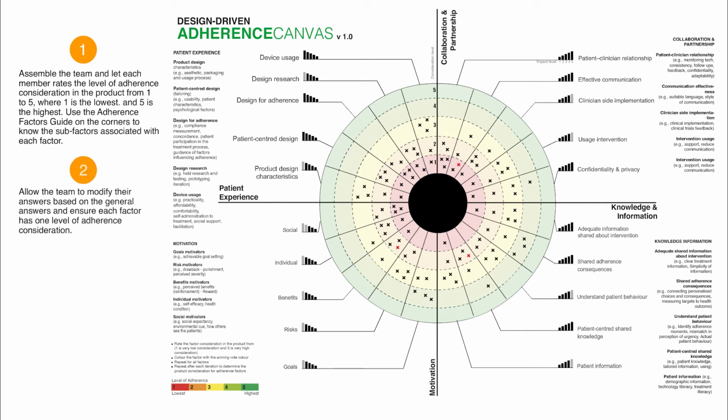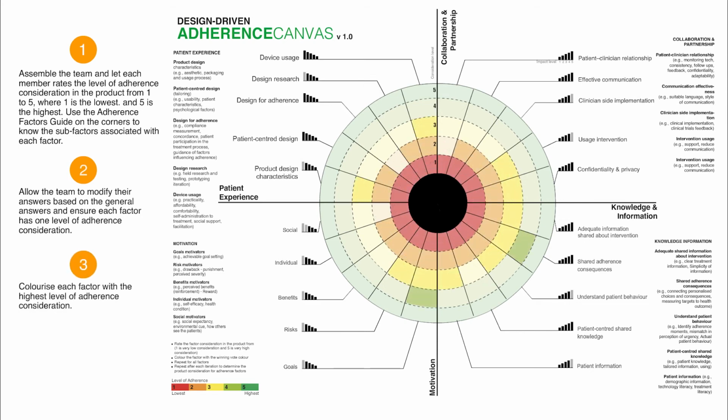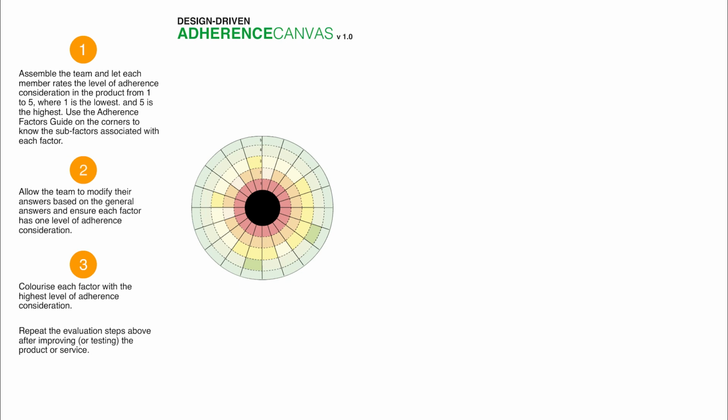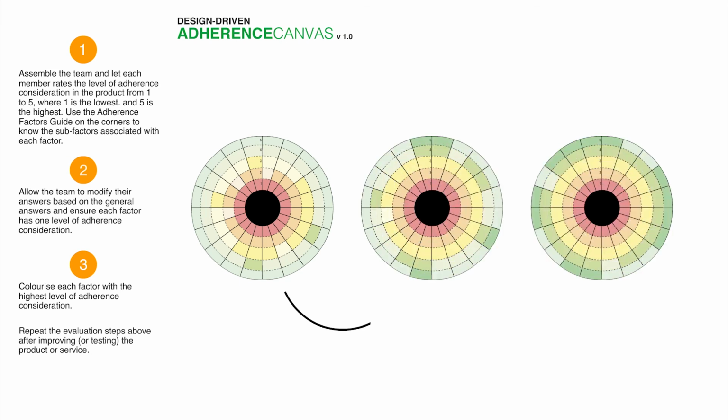Allow the team to modify their answers based on the general answers and ensure each factor has one level of adherence consideration. Colorize each factor with the highest level of adherence consideration. Repeat the evaluation steps above after improving or testing the product or service.